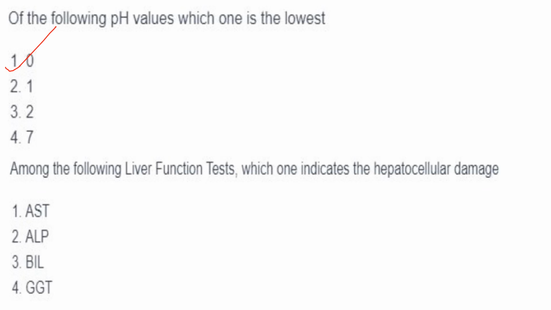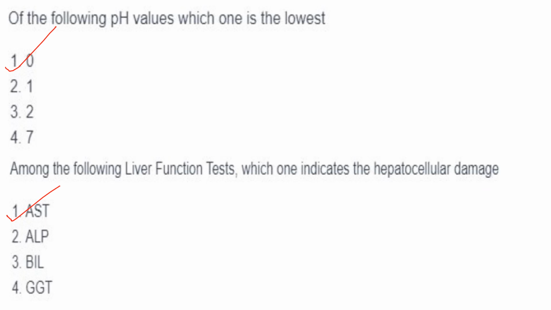Which among the following liver function tests indicates the hepatocellular damage? It is AST. AST is aspartate transaminase and it is primarily found in the liver cells, that is your hepatocytes. So when these hepatocytes, that is liver cells, are damaged, this AST will be released into the bloodstream.